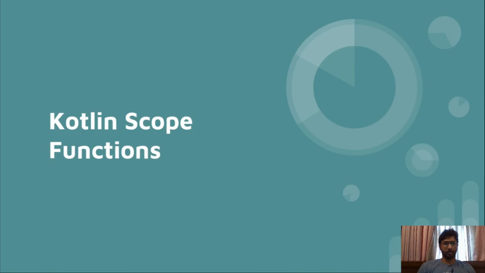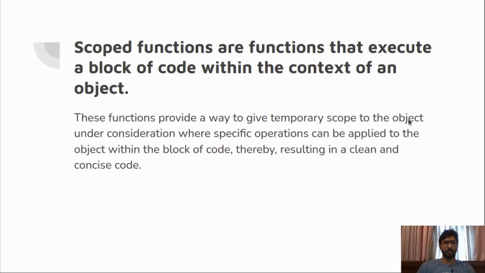Today I am going to talk about Kotlin Scope Functions. Now, what are Kotlin Scope Functions? Scope functions are functions that execute a block of code within the context of an object. These functions provide a way to give temporary scope to the object under consideration where specific operations can be applied to the object within the block of code, thereby resulting in clean and concise code.